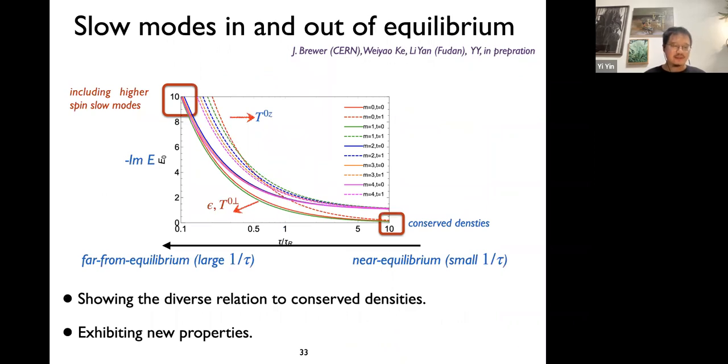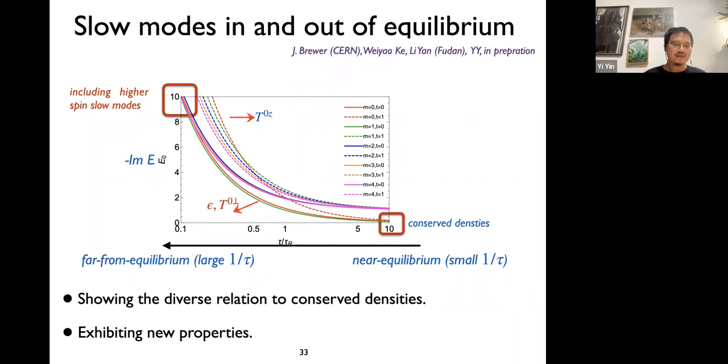We plotted a selection of the modes, the decay rate of a selection of the modes, from the near equilibrium limit, the small one over tau, to the large one over tau limit, the far from equilibrium limit. You can see that, as usual, the slow modes in the near equilibrium limit are the conserved densities. In particular, this orange dashed curve is the longitudinal momentum density. But if you go back to early time, you can see this longitudinal momentum density is not a slow mode. On the other hand, there's an emergence of many slow modes coming from each of the m sectors, representing the shape of the distributions. And they become relevant to describe the evolution of the systems.